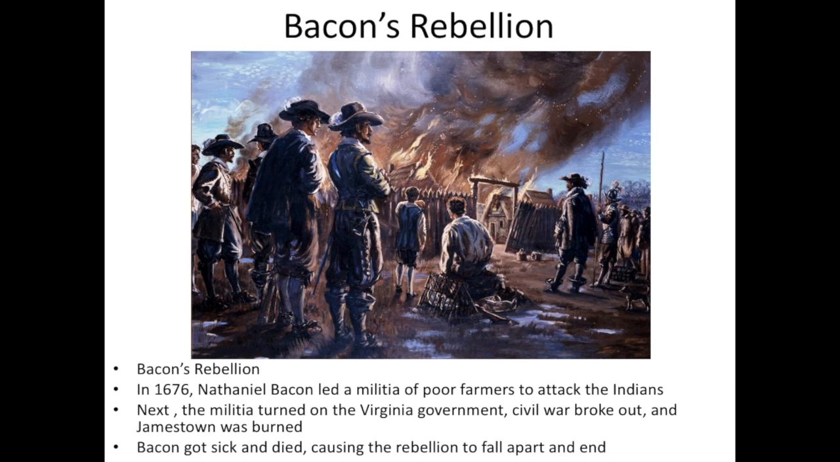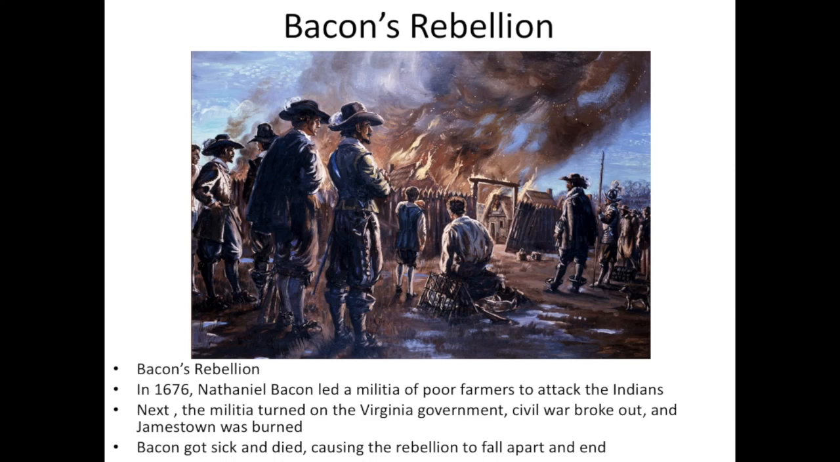Or another way to think of this is that if you think of the rebellion as a snake, Bacon dying is like cutting the head off of a snake. So the rebellion is going to fall apart. The Virginia militia, the official militia headed by the House of Burgesses, is going to round up the rebels and execute those that they can find. And so the rebellion falls apart.